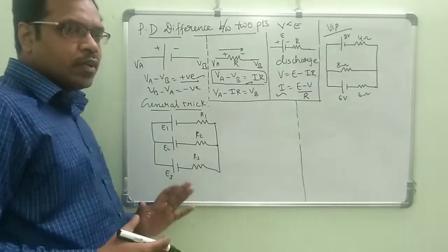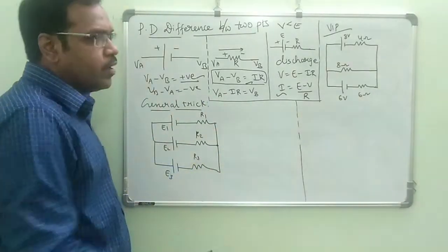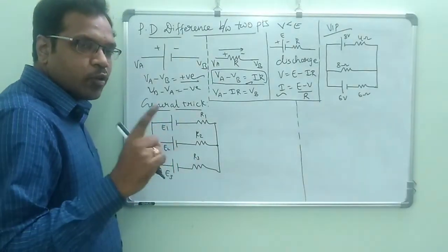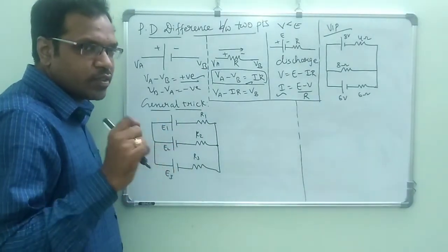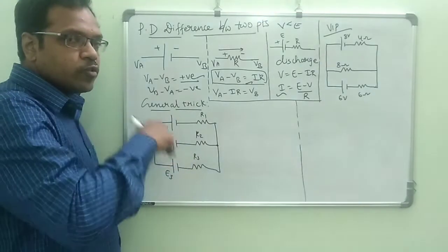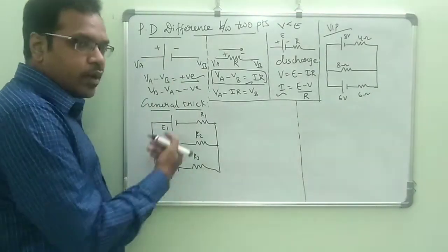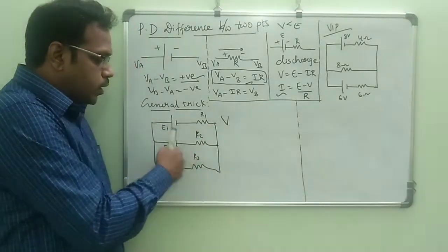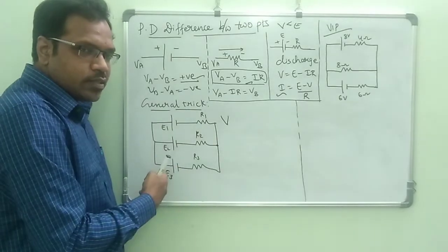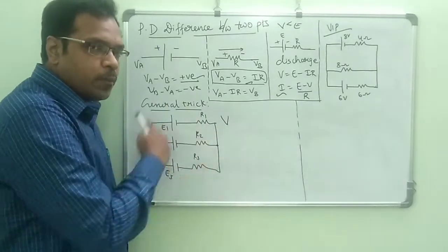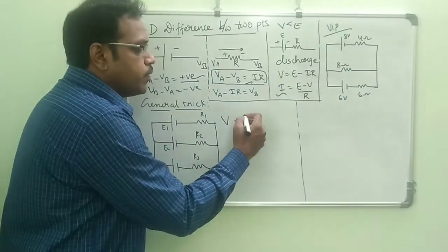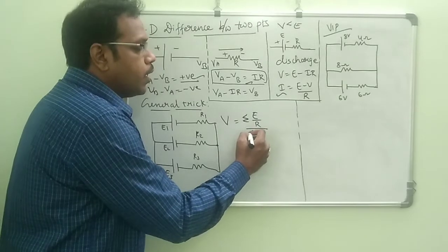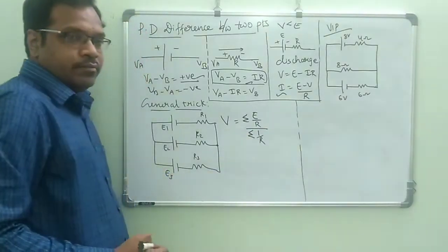Okay, this is a general trick, and we can use it anywhere, no problem. Whether it is a 3 loop, 2 loop or single loop, as I told in the last class, you have to select which is clockwise and which is anti-clockwise, and then you have to mark the entire current. But for this, we have to find the formula now. 3 cells are there here, so we need to find the common potential first. For the common potential we take the formula sigma E by R divided by sigma 1 by R.